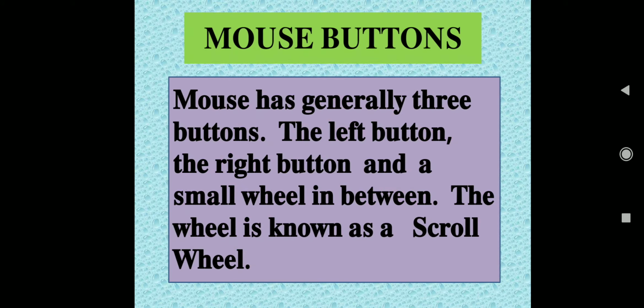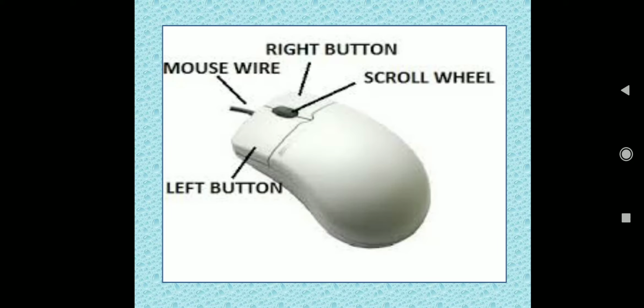Now we are going to discuss about mouse buttons. Mouse has generally 3 buttons: the left button, the right button and a small wheel in between. The wheel is known as a scroll wheel. Now look at this image. This is the image of a mouse with the label diagram. This is the left button. This one is the right one. And in center there is a scroll wheel and this is the mouse wire.